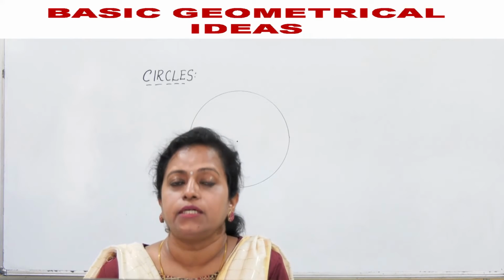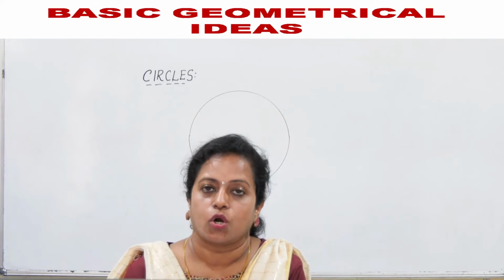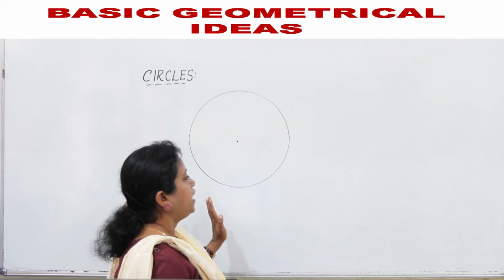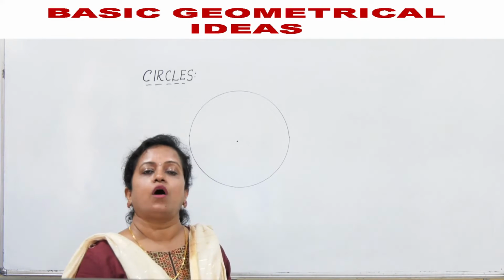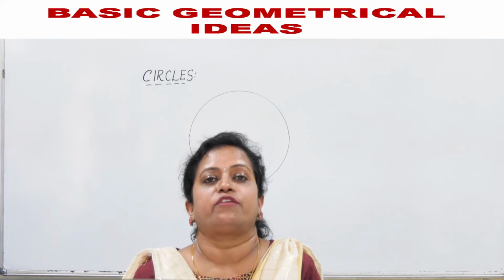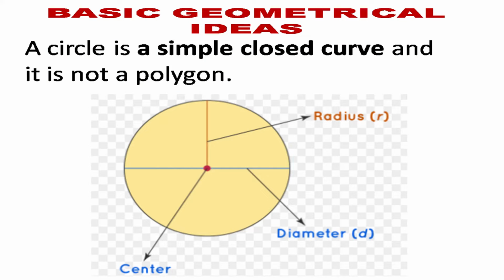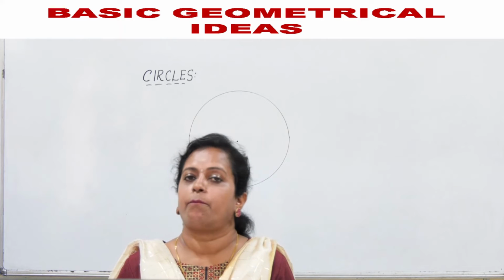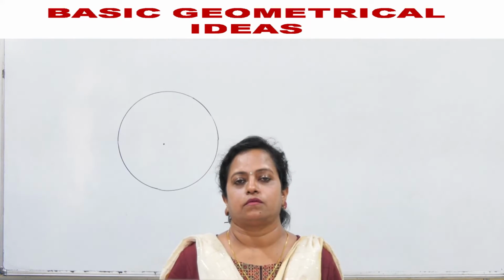But it is not a polygon. Why is it not a polygon? It is not a polygon because it is not made of line segments. So how do we define a circle? We define circle as a simple closed curve and it is not a polygon. So now we are going to learn about the different parts of a circle.